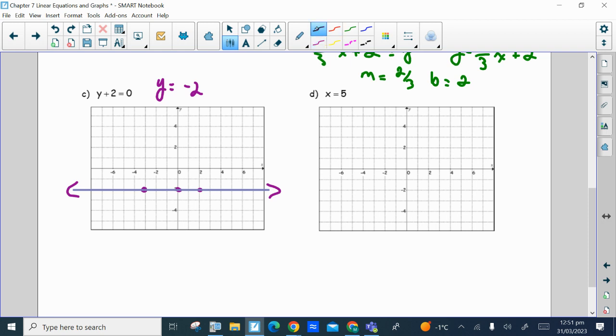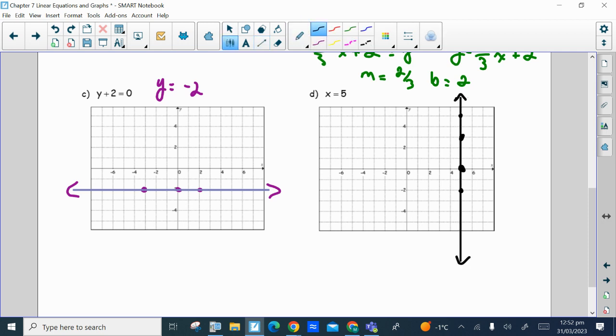Whereas question D says that x equals 5. This means that the y values can change, but x doesn't. X is always 5. When y is 0, x is 5. When y is 3, x is still 5. When y is 5, x is also 5. When y is -2, x is still 5. The values of y can change, but x won't. It's always 5. So there's that line.